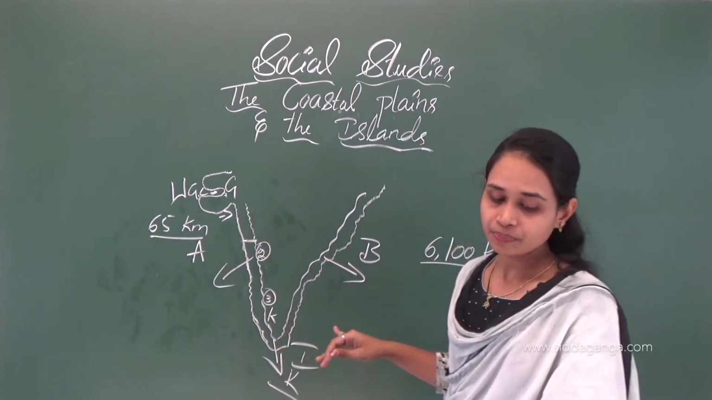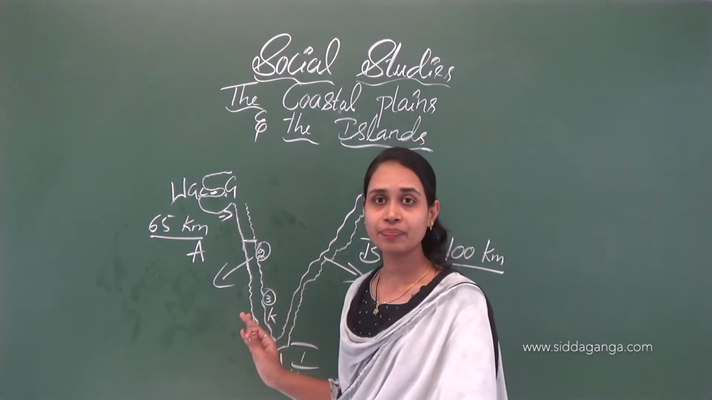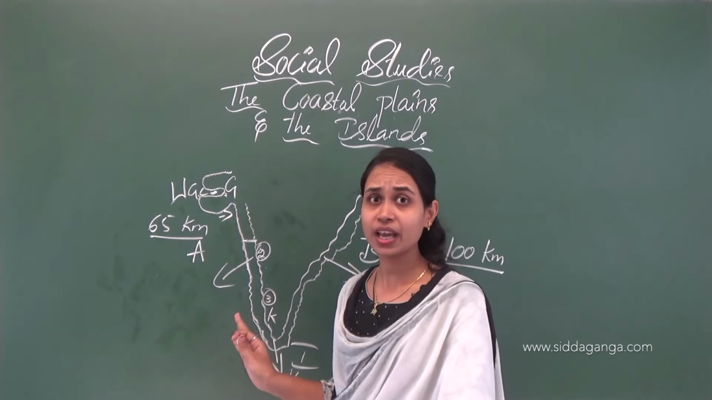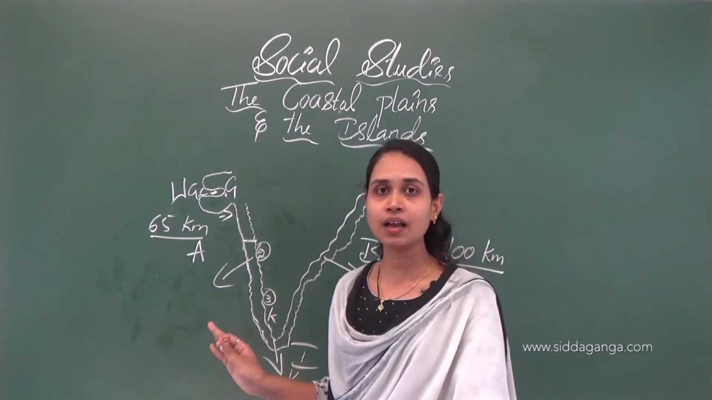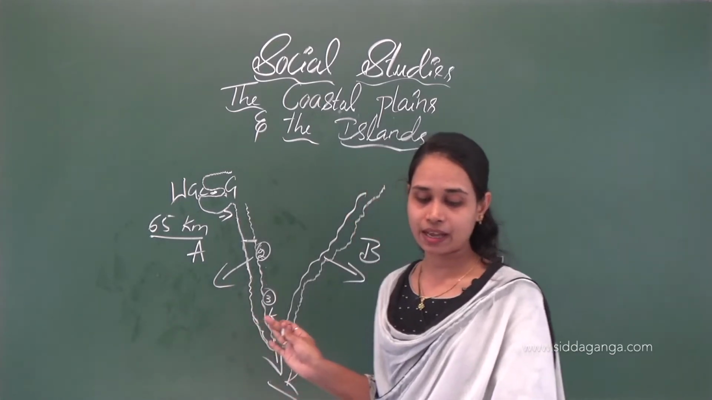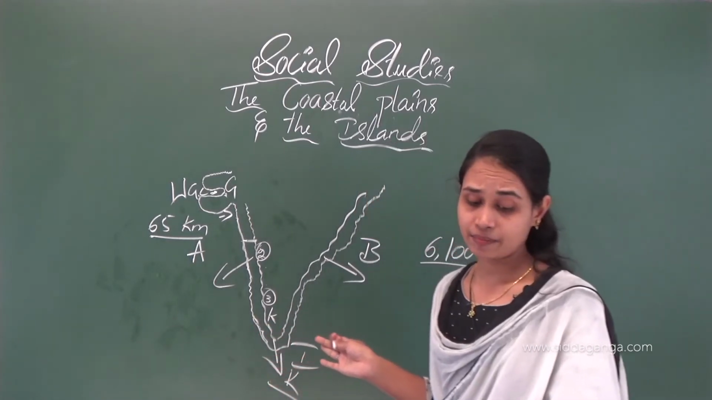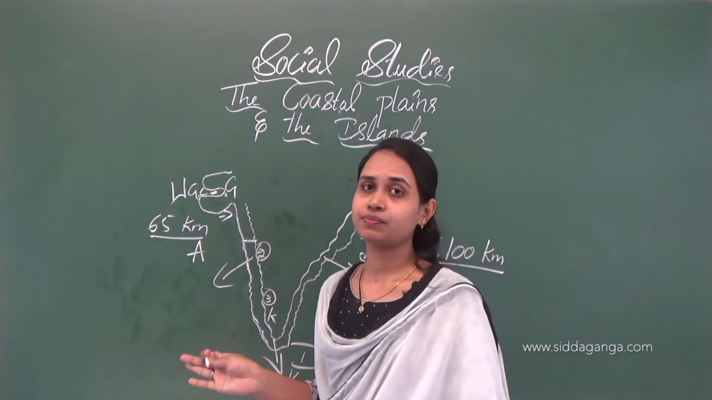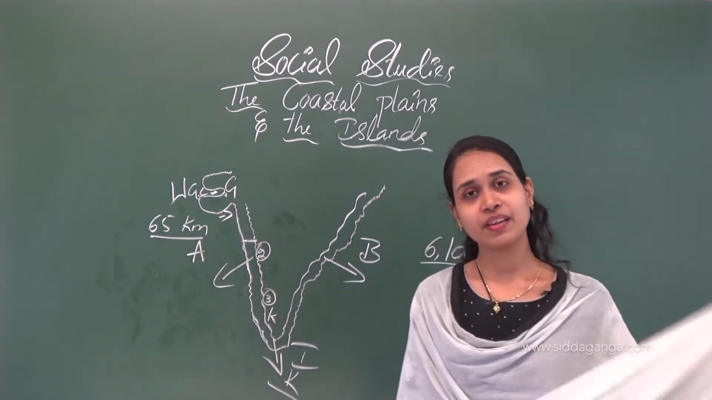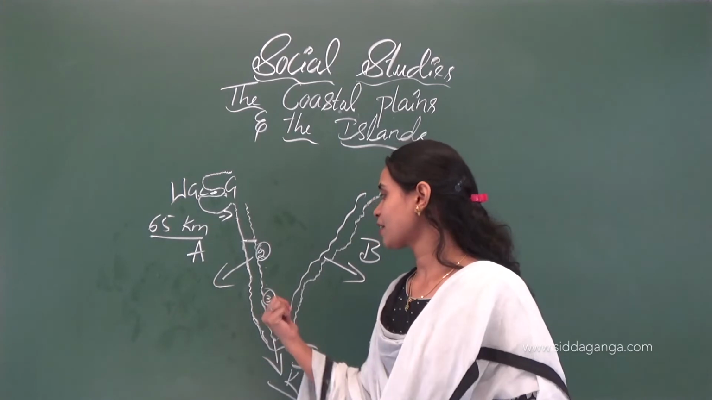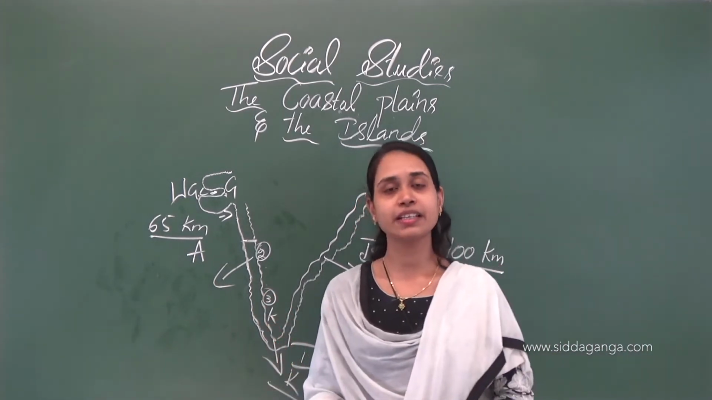Here it receives heavy rainfall. We can see it in Kerala. Kerala receives very heavy rainfall. So in the Malabar coast we can see heavy rainfall, and a hot and humid climate. This coast is evergreen. Kerala is evergreen, always green.